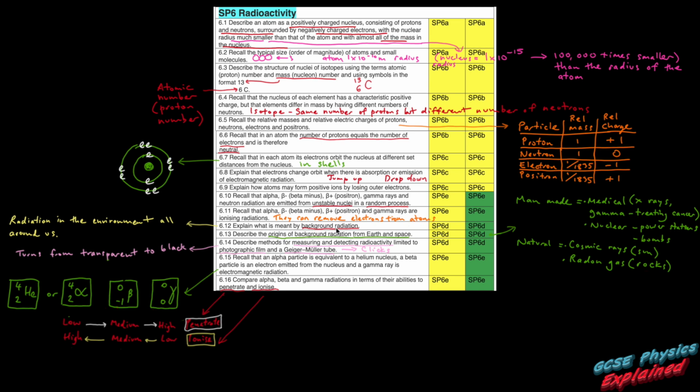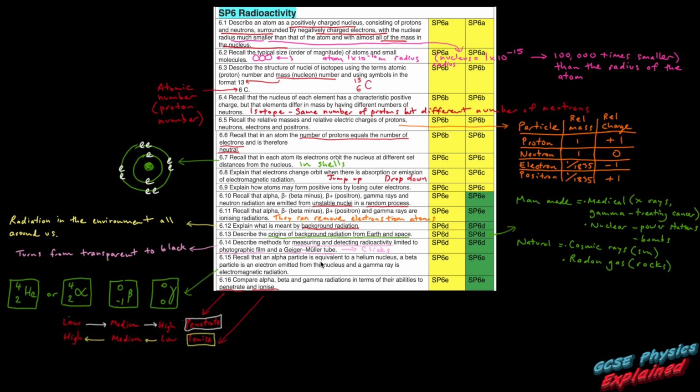Explain what's meant by background radiation. Well, it just means radiation in the environment, all around us, all of the time. There's nothing we can do about it. Describe methods for measuring and detecting radioactivity limited to photographic film and a Geiger-Müller tube. Well, a Geiger-Müller tube would click when it detects radioactivity, and a photographic film would turn from transparent to black. So the darker it is, the more radiation you've been exposed to.